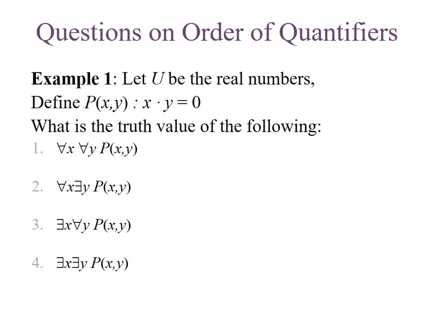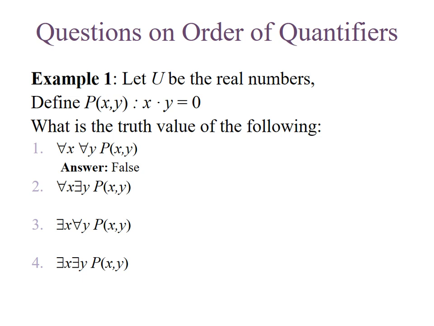So let's choose the first element, for example, 1. If x is 1, then we have 1 times all real numbers is 0. Of course not. So you cannot find any. For all x means that all real numbers times all real numbers is 0. Of course it's false.